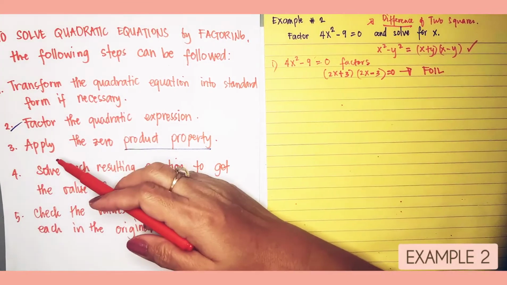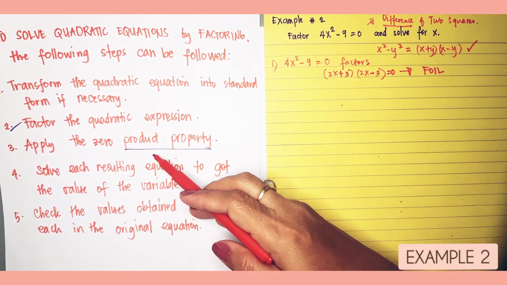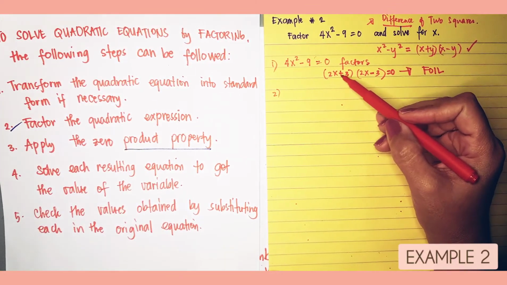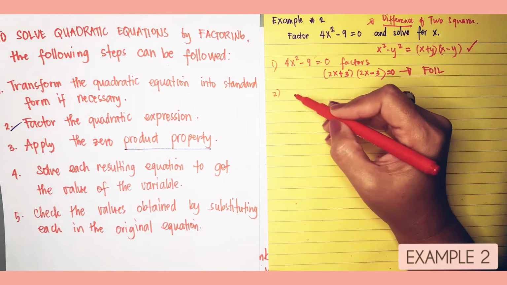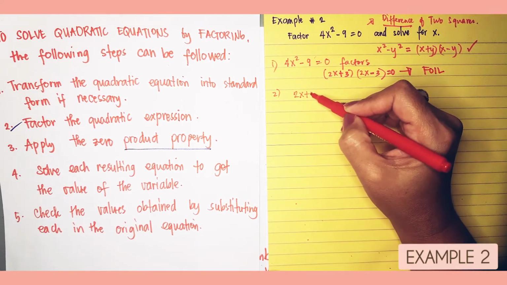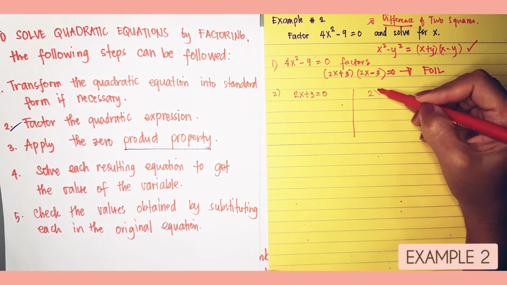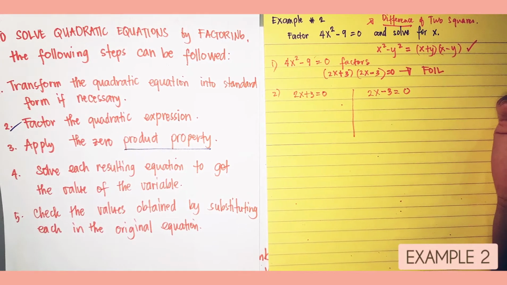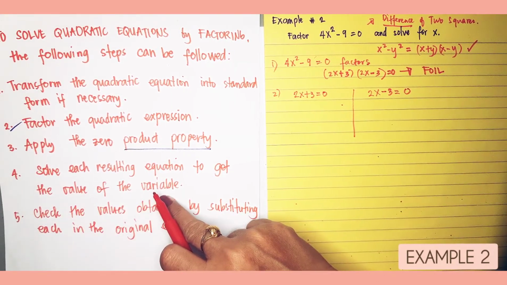Now, step number 3. Apply the zero product property. So we need to apply the zero product property by equating each of these factors to 0. So you have 2x plus 3 equals 0. And the other one, 2x minus 3 equals 0. Step number 4. Solve each equation to get the value of the variable.